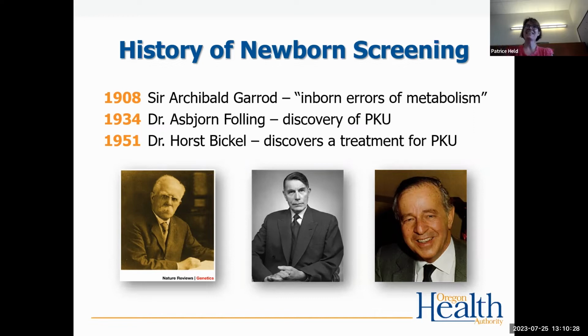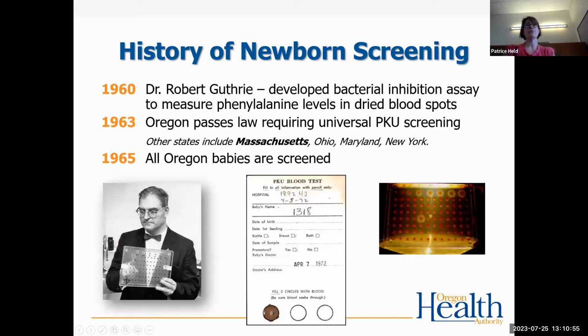And then in 1951, Horst Bickel discovered the treatment for phenylketonuria: in a diet that is devoid or depleted of phenylalanine, children with PKU would not present the phenotype. The intellectual impairment would be improved, as well as the motor and skin abnormalities. So together, these three men laid the foundation for Dr. Robert Guthrie to come in.